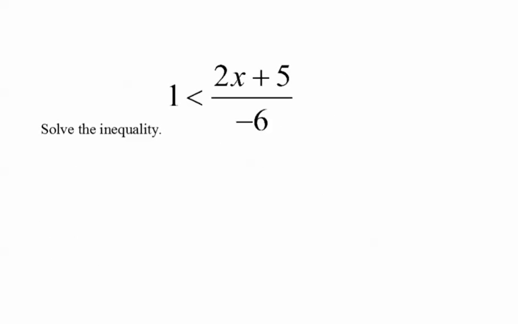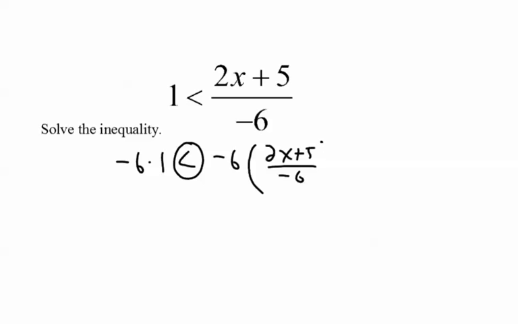Next one. Here's another example. This one's a little intense, but here's what I'm going to do. I don't like that negative 6 right there, so I'm going to multiply both sides by negative 6. But since I multiplied both sides by negative 6, I'm going to circle that inequality sign to let you know that I multiplied by or divided by a negative. So I got negative 6, that's going to be greater than, that negative 6 goes away, 2x plus 5.